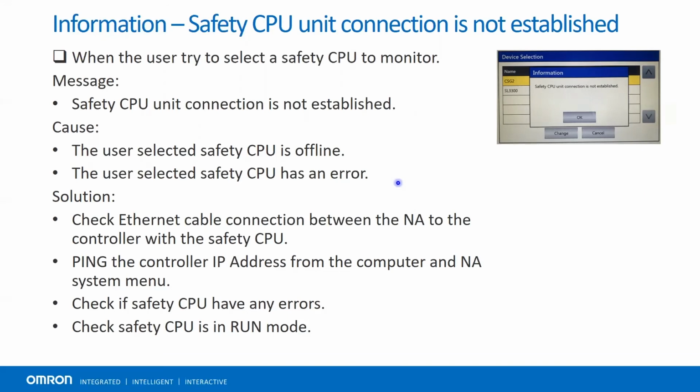The user selected safety CPU has an error. The solution is to check the Ethernet cable connection between the NA and the controller with the safety CPU. Ping the controller IP address from the computer or NA system menu. Check if the safety CPU has an error, and check if the safety CPU is in run mode.